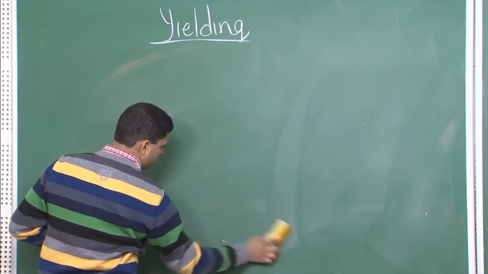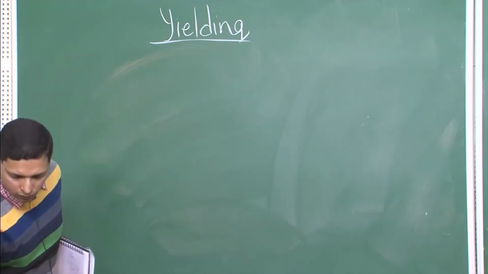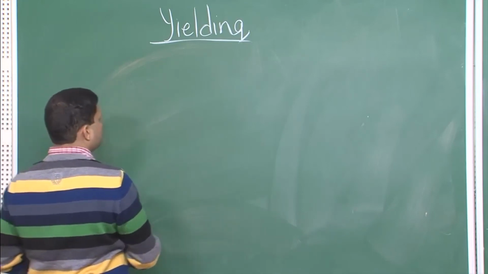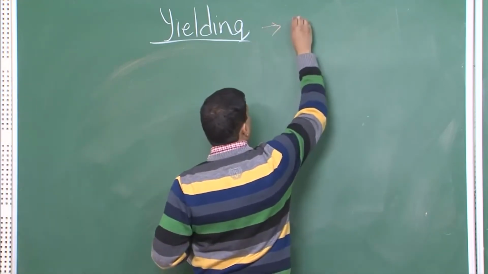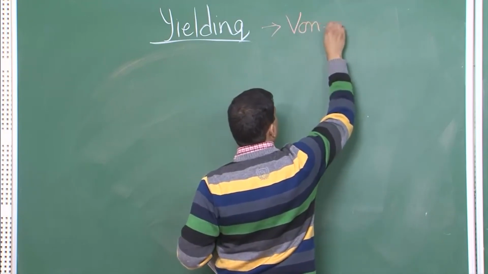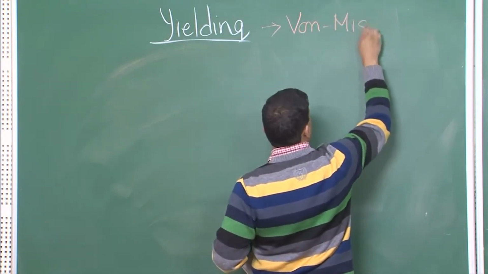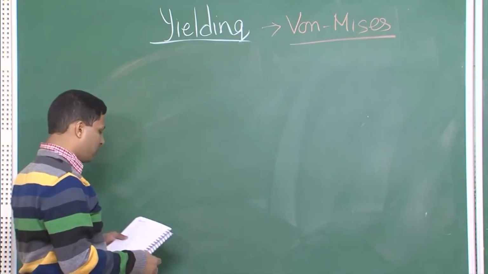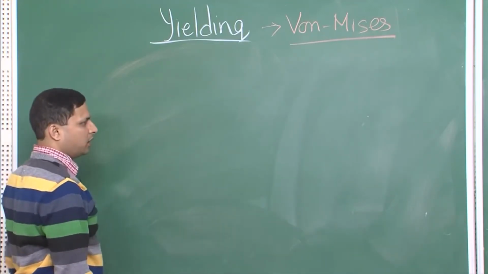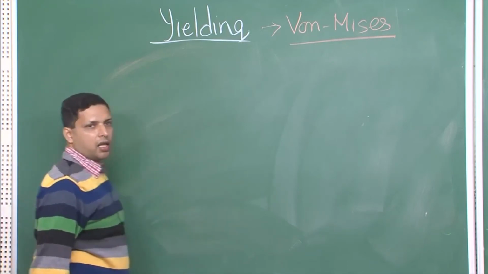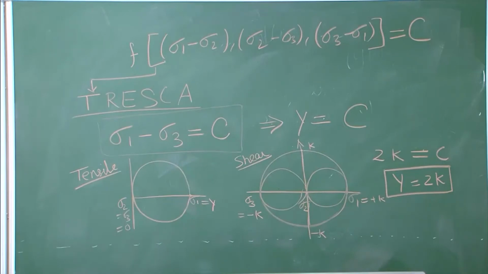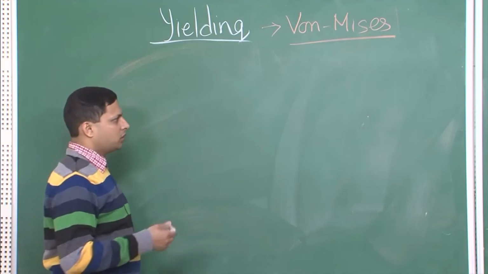which is called the von Mises criterion. So, one was the Tresca, now the second one we are looking at is the von Mises criterion. The Tresca criterion, as we saw, is very simple, it is just saying sigma 1 minus sigma 3 equal to C, but the von Mises is a little bit more involved.